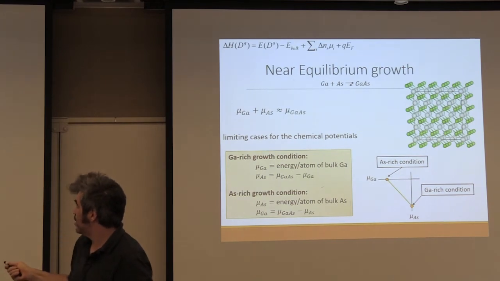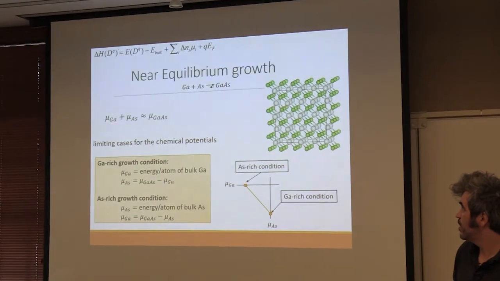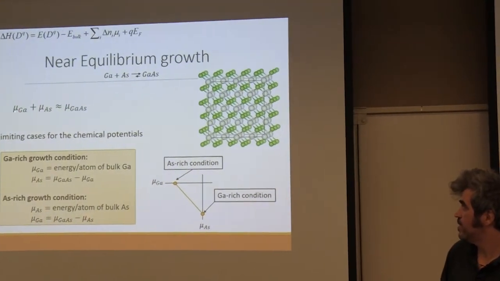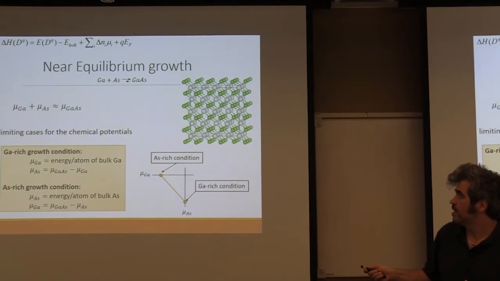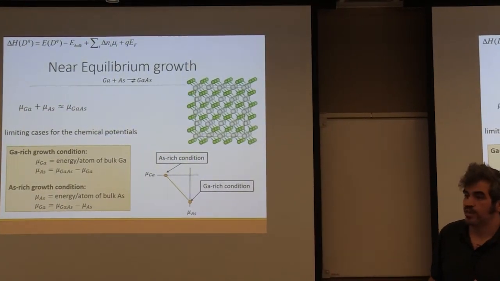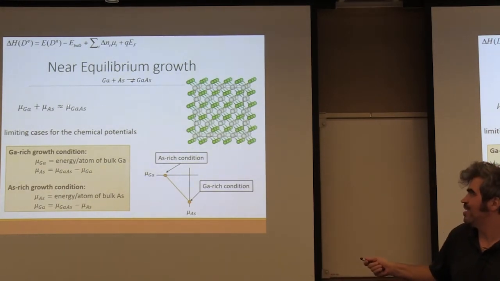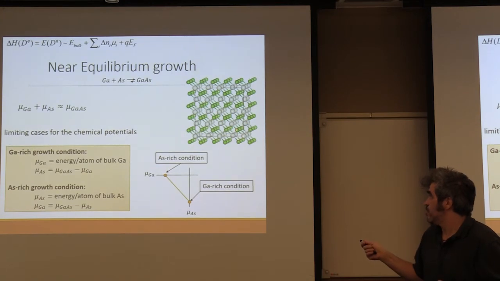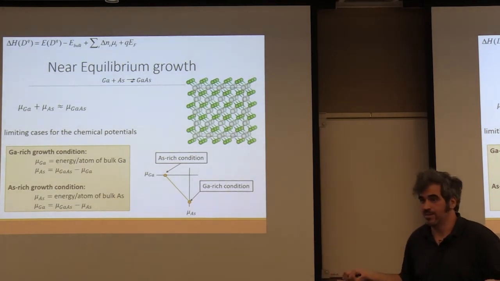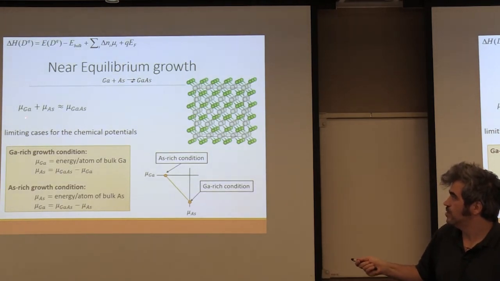So if you make that assumption, that it's not too energetic going forward, then we can approximate the chemical potentials as the chemical potential of gallium plus the chemical potential of arsenic is about equal to the chemical potential of gallium arsenide. So in this case, here I say mu gallium arsenide. All that means is you have a chunk of gallium arsenide, and that's the energy of it. That's all it is.